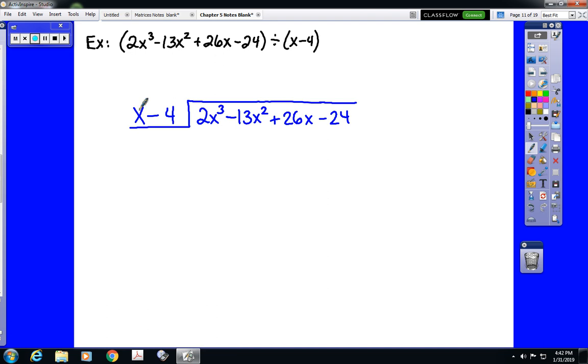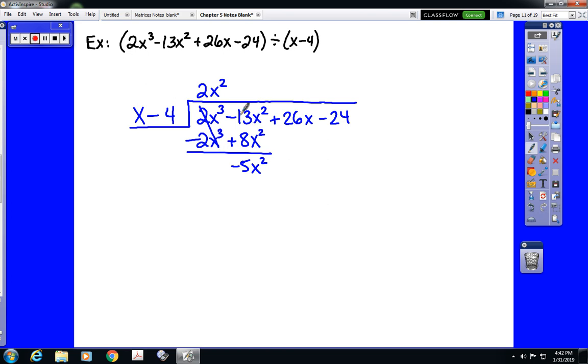So what we do is we look at the first term, x, and the first term, 2x cubed, and we ask ourselves, what do I need to multiply x by to turn it into 2x cubed? And the answer is 2x squared. 2x squared times x is 2x cubed. 2x squared times negative 4 is negative 8x squared. So I take this monomial, I multiply this binomial, and I write the result underneath the first two terms of the polynomial. Draw the line, change both signs, and add down. This will result in a negative 5x squared. Notice how the first column canceled. Again, that should always happen if you are doing this process correctly.